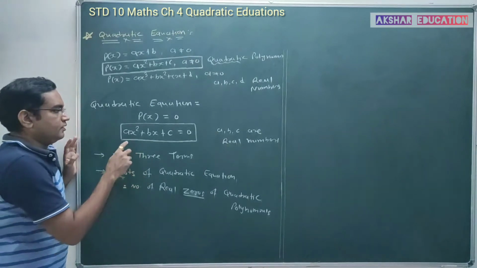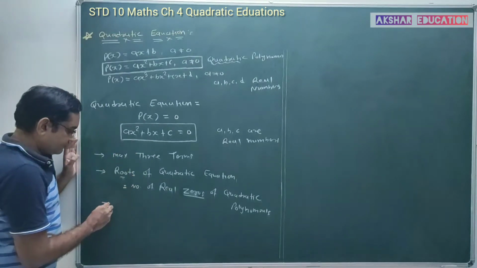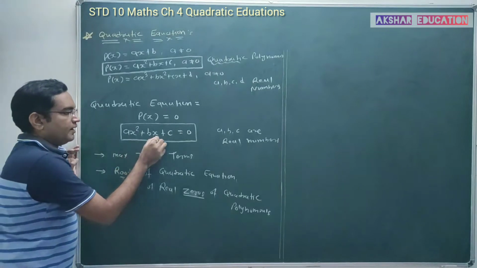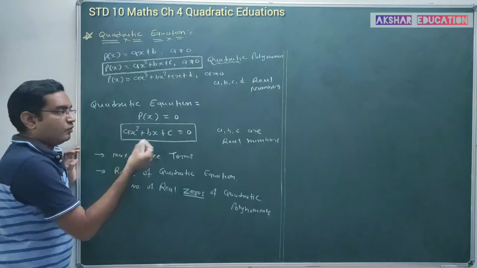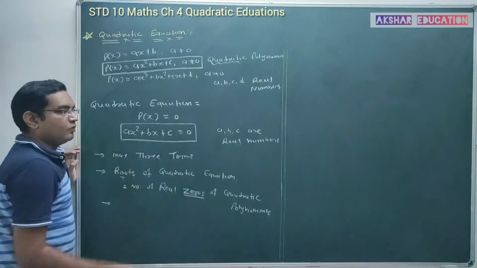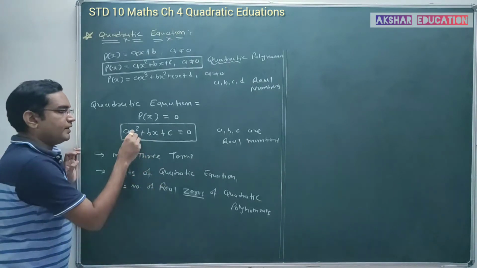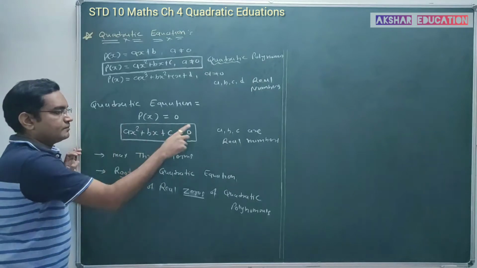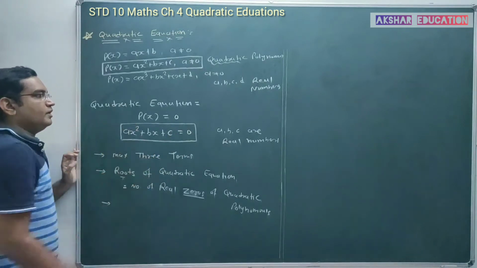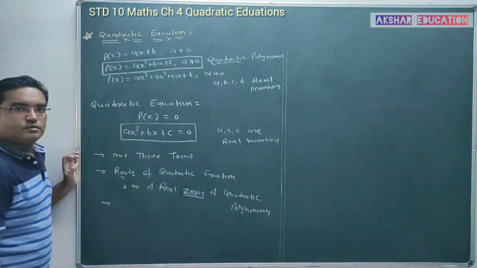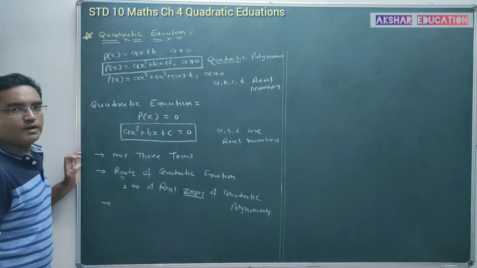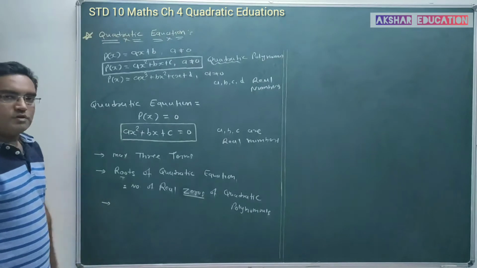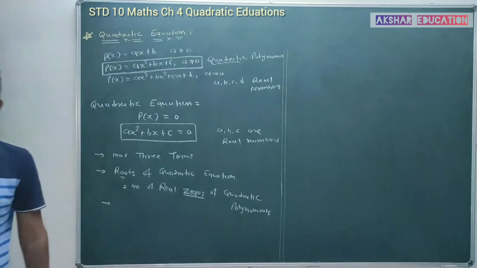For the condition, we have to remember that the power of the variable x must be a non-negative integer. That means it must be a whole number. The power of the variable must be a whole number, and the maximum power of variable x must be 2. Then and only then the given equation is said to be a quadratic equation. Clear? So this is a short introduction regarding quadratic equation. So pause the video to note it down.